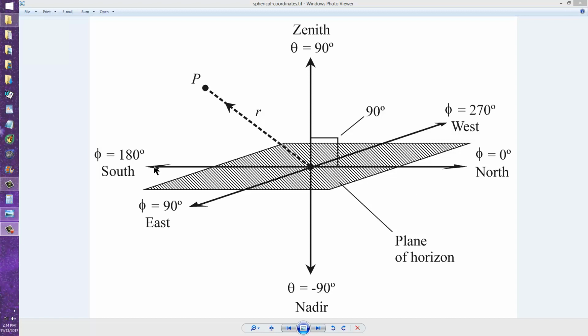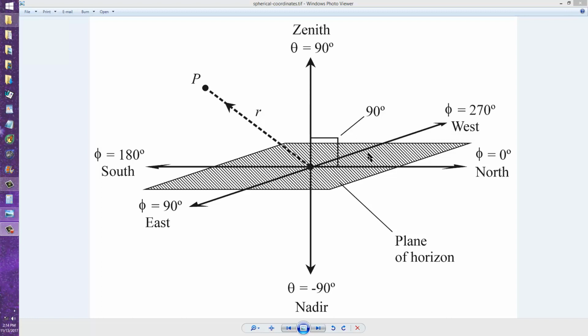We might think of the north-south direction as the x-axis, the east-west direction as the y-axis, and the up-down axis as the z-axis, all with an origin right where you are. You can define the position then of any point P in space according to how far north or south, how far east or west, and how far above or below the horizon that point is.